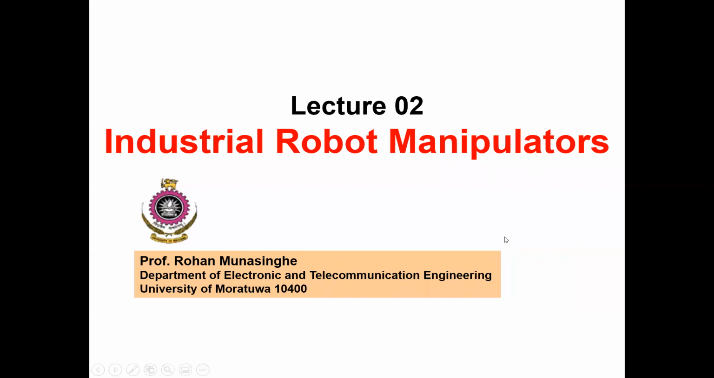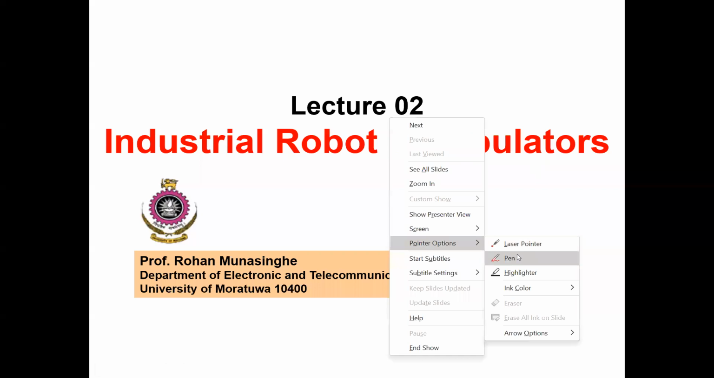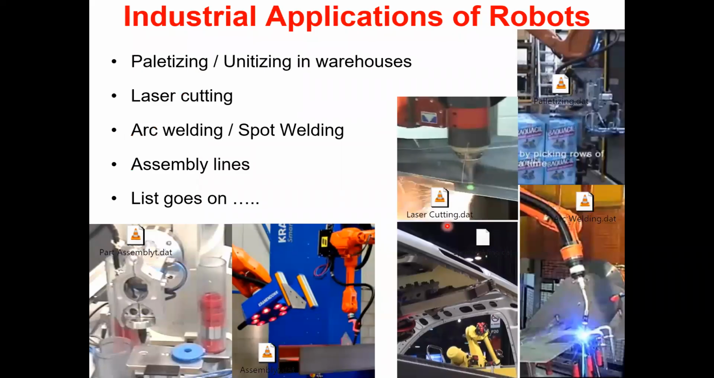So in this lecture, I'm going to give you some basic technical information about industrial robot manipulators. So what are the industrial applications of robots? These are the ones. We use manipulators for palletizing. So what is palletizing? I'll show you in a while. Or unitizing in warehouses. In warehouses, this is one of the operations that you do using robots.